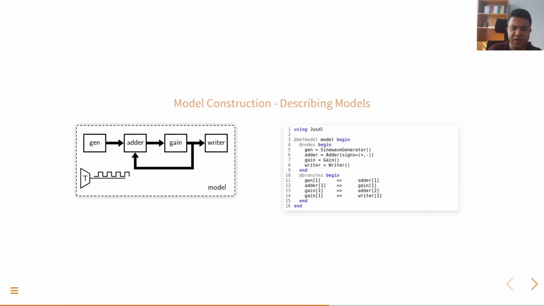Okay, in the next way, we just describe the model. There's no modification here, we just describe the model at once. We start with a def model macro and specify the name of the model. Then between the begin and end block, we specify nodes and branches. Okay, we went through this notation before, and there's no reason to spend time here.